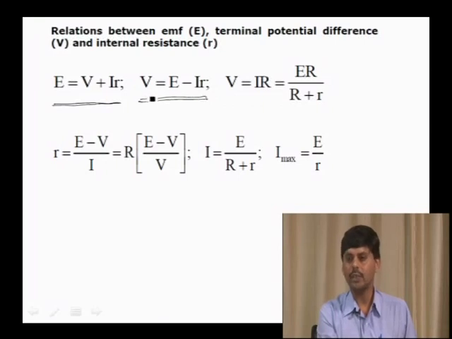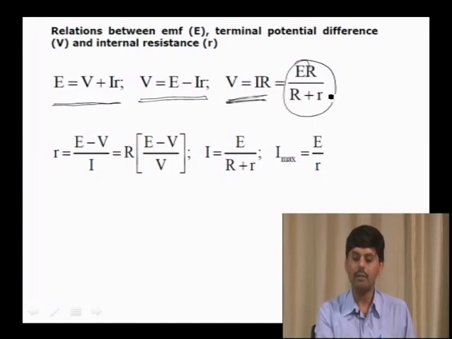Here V is the terminal potential difference, E is the EMF of the cell, I is the current and r is the internal resistance. By taking the help of Ohm's law, we can write V is equal to IR. We know the value of I, substitute the value, we get ER divided by R plus r as the terminal potential difference.